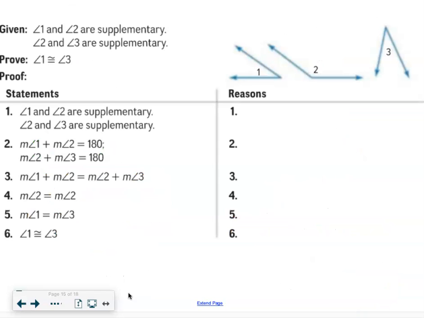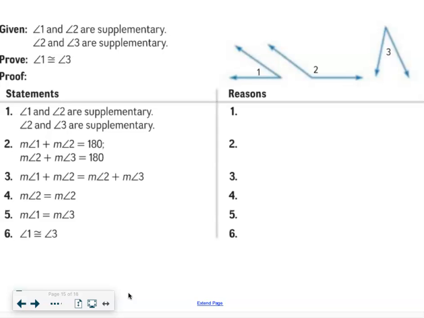Okay, it says angle 1 and angle 2 are supplementary. What does that mean? Right now I know these two angles add to 180. And we're also given 2 and 3 add to 180. So now what do we already know about angles 1 and 3? They're equal, the same, right? Okay, so now we're going to see if we can prove it.